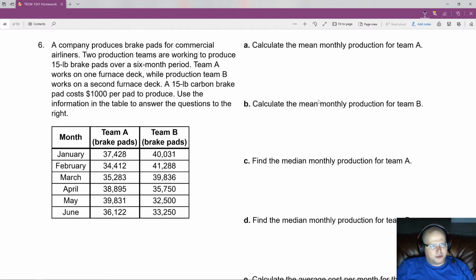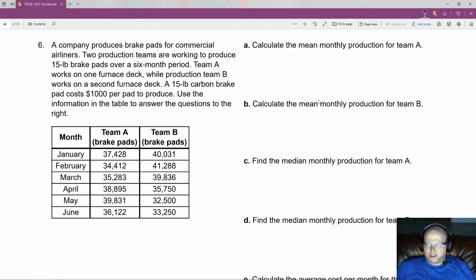All right, so a company produces brake pads for commercial airliners. Two production teams are working to produce 15-pound brake pads over a 6-month period. Team A works on one furnace deck, while production team B works on a second furnace deck. A 15-pound carbon brake pad costs $1,000 per pad to produce. Use the information in the table to answer the questions to the right.